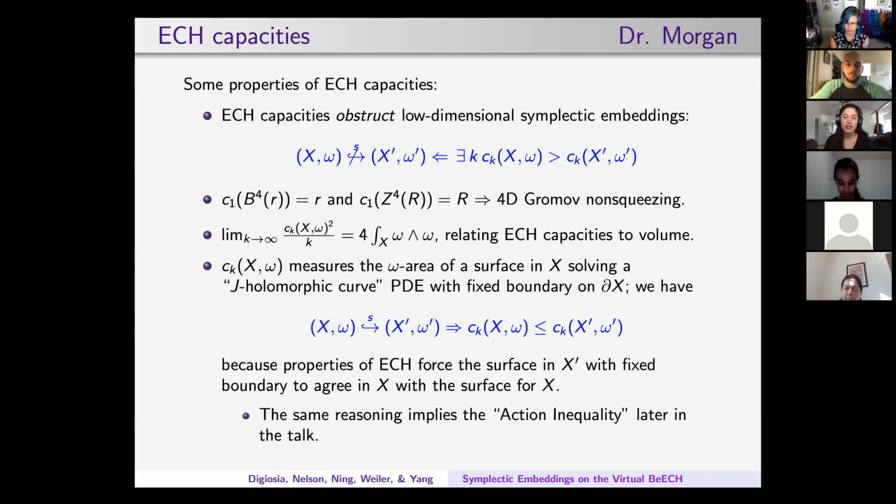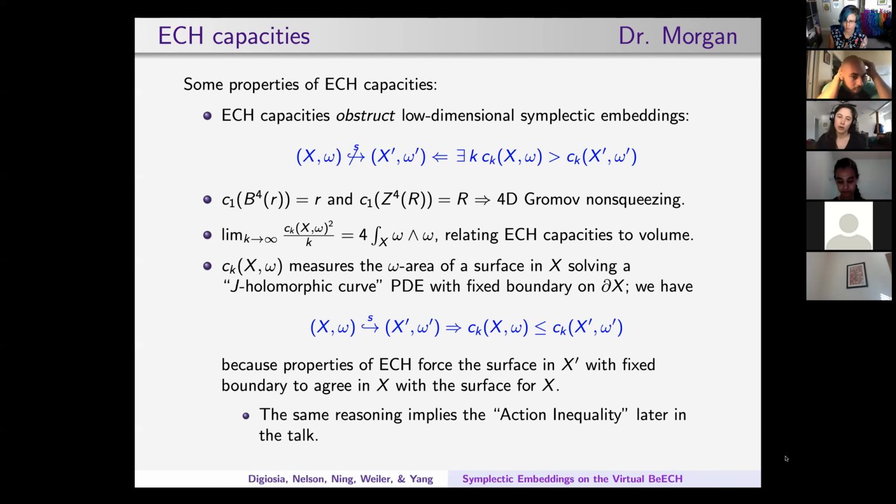The next thing I wanted to mention is that the ECH capacities actually record the volume of a symplectic manifold. So in that sense, they tell you one way in which symplectic geometry is stronger than volume preserving geometry, but in the limit, you just obtain the same obstruction that you would get from requiring the volume of the manifold you're embedding to be at most the volume of the manifold you're embedding into. This formula isn't really important, but the important part is that there is some limit you can cook up using capacities that gives you back the volume.